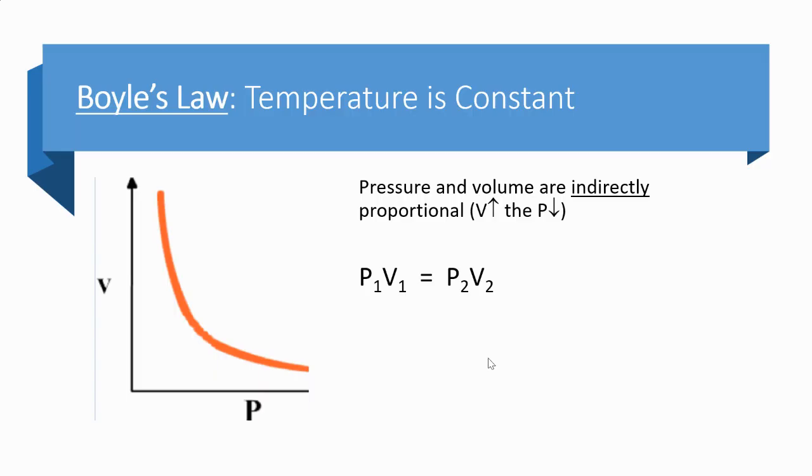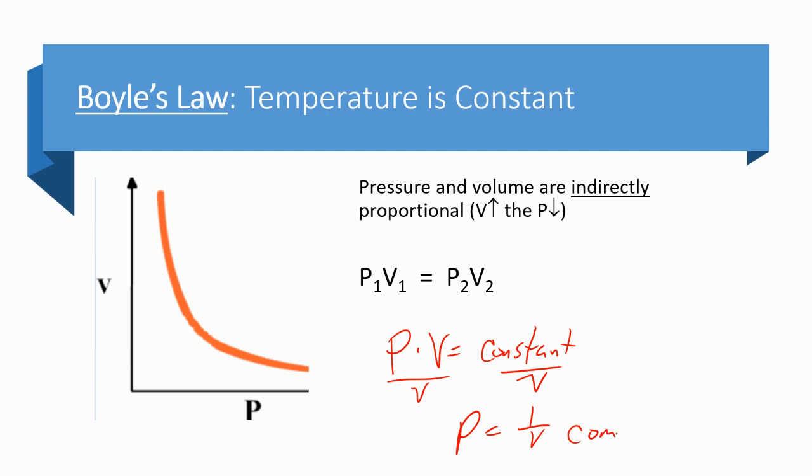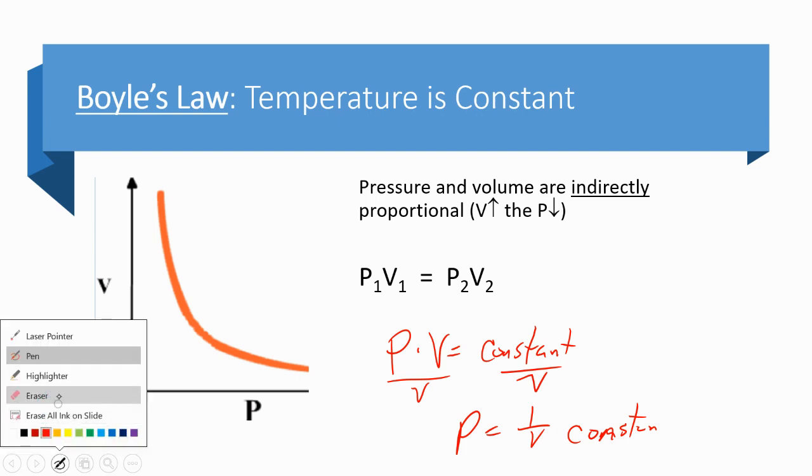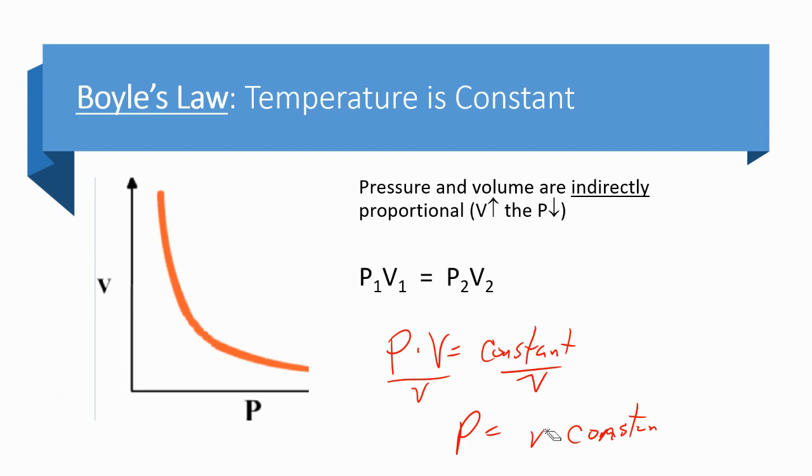Because if PV equals a constant, so if pressure times volume equals a constant, and then we divide both sides by volume, we get pressure equals 1 over V times the constant. Actually, let me do it another way. So pressure is equal to a constant times 1 over V.